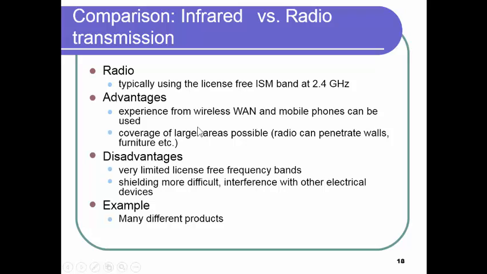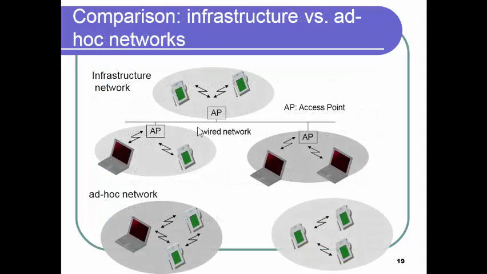A few disadvantages: very limited license-free frequency bands are available for use, and the shielding of the radio signal is more difficult. So due to this reason, interference with other electrical devices and fluctuations in the radio wave are observed. Nowadays a number of gadgets are coming with Wi-Fi modules. So due to this reason, the gadgets can be connected to the Wi-Fi network.